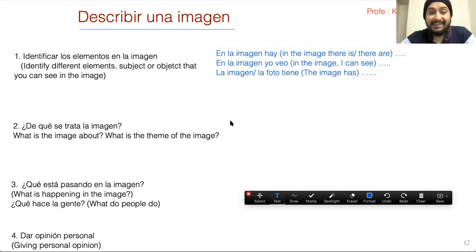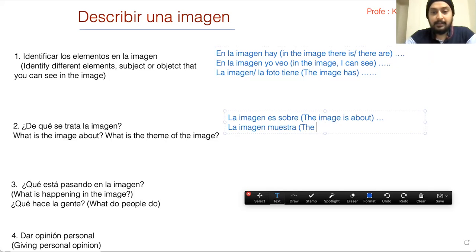And now, ¿de qué se trata la imagen? What is the image about? La imagen es sobre. The image is about. And then you mention what the objective of the image is. La imagen muestra. The image shows. Or el tema de la imagen es. The topic of the image is. Whatever it is, you can mention. Okay, so this is the second part.